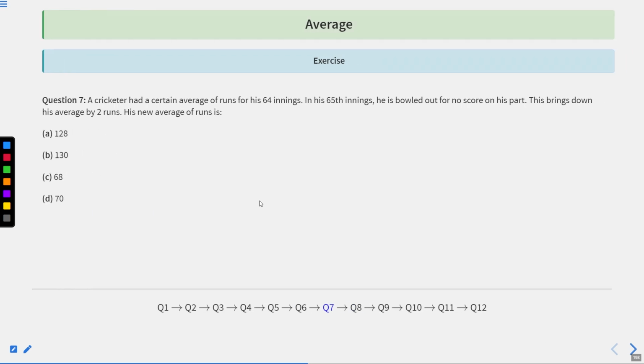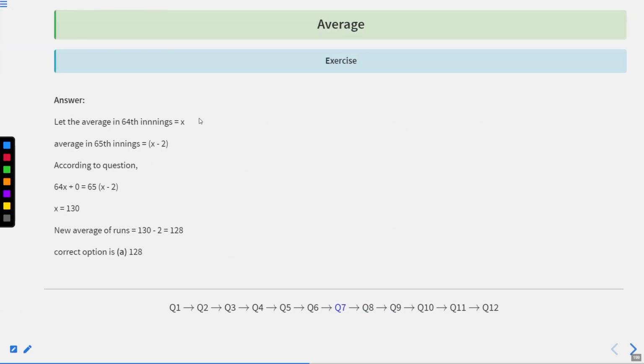So moving ahead to question number 7. A cricketer had a certain average of runs for his 64 innings. Again, in this question also we are not provided with the exact average, but we know a certain average is there. And in his 65th inning, he was bowled out for no score. That means in his 65th inning, he scored 0 runs. Okay, so this brings down his average by 2 runs. So his average dropped by 2. And what is his new average? So that is what we are interested in.